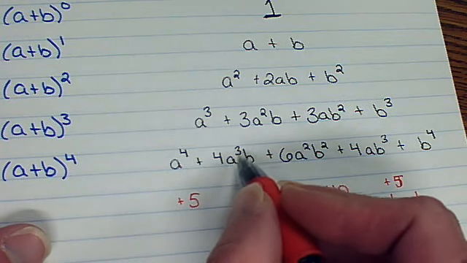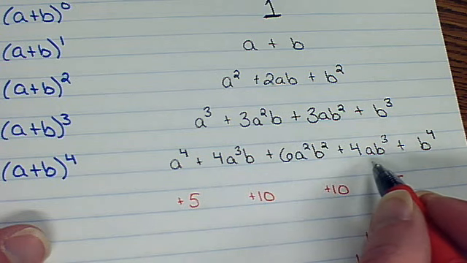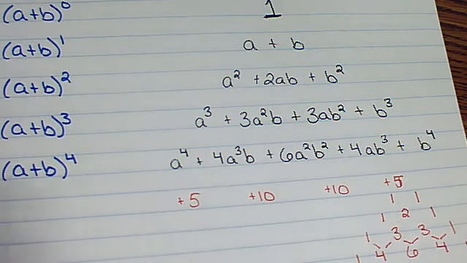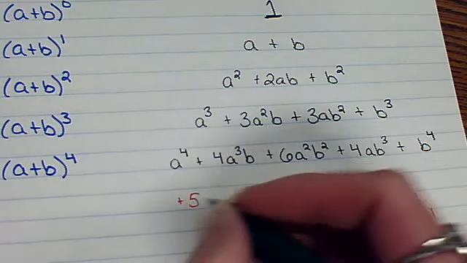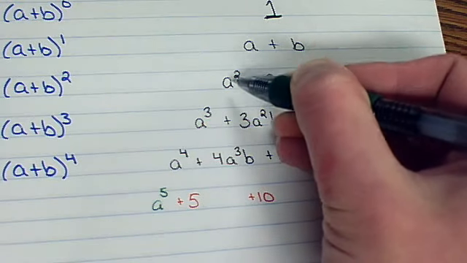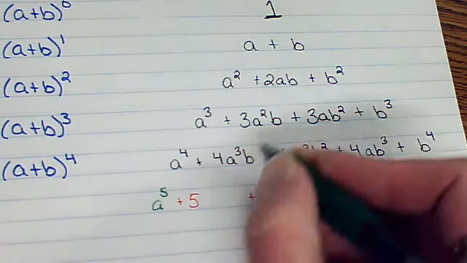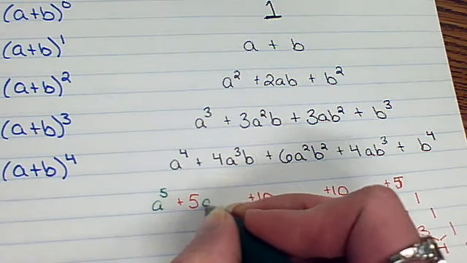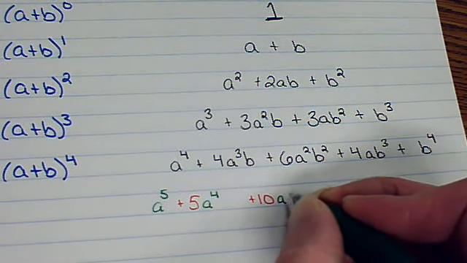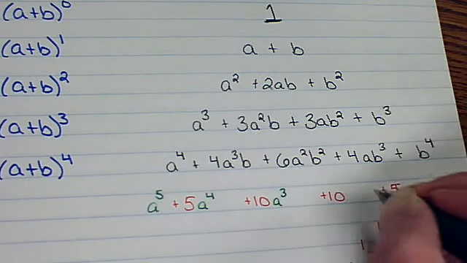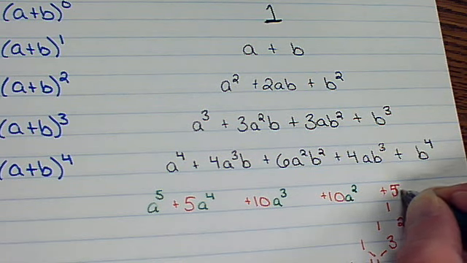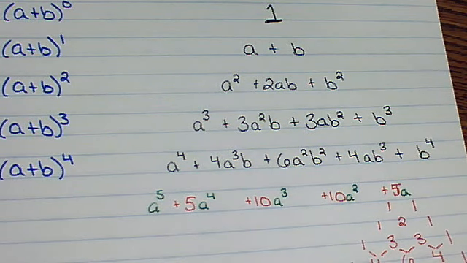A to the 4th, a cubed, a squared, a. Well, I bet this one's going to have a to the 5th by itself, because that matches this pattern, a squared, a cubed. Then this next one would have to be a to the 4th. And this next one would have to be a cubed. The next one would be a squared. And the next one would be a. And the next one wouldn't have an a at all.